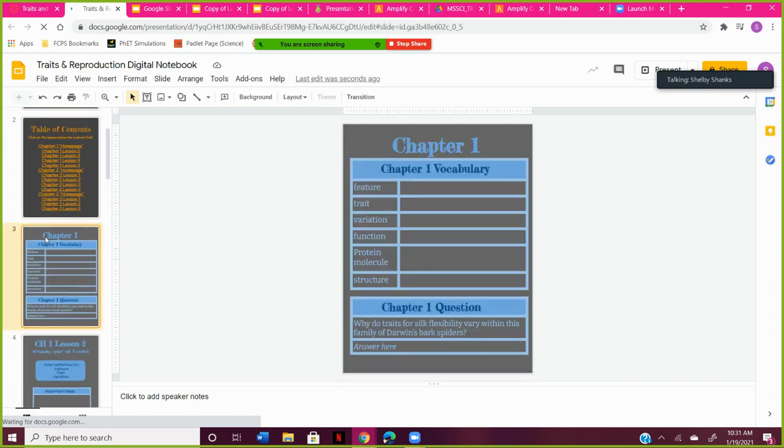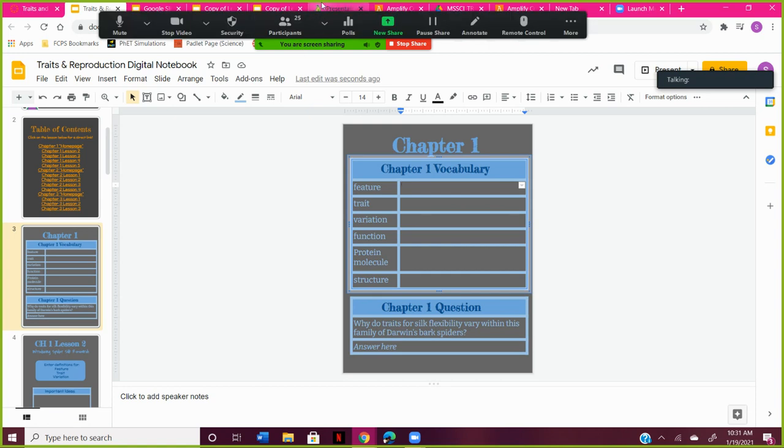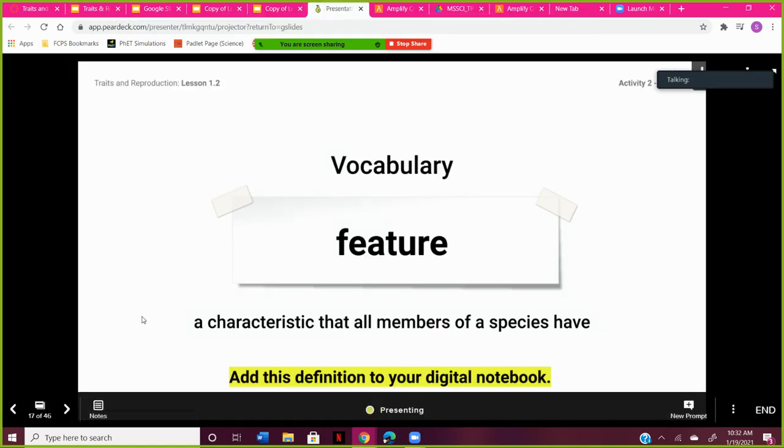All right, so it should be page 3. And you should be able to type in the definition for feature. All right, so feature is a characteristic that all members of a species have.